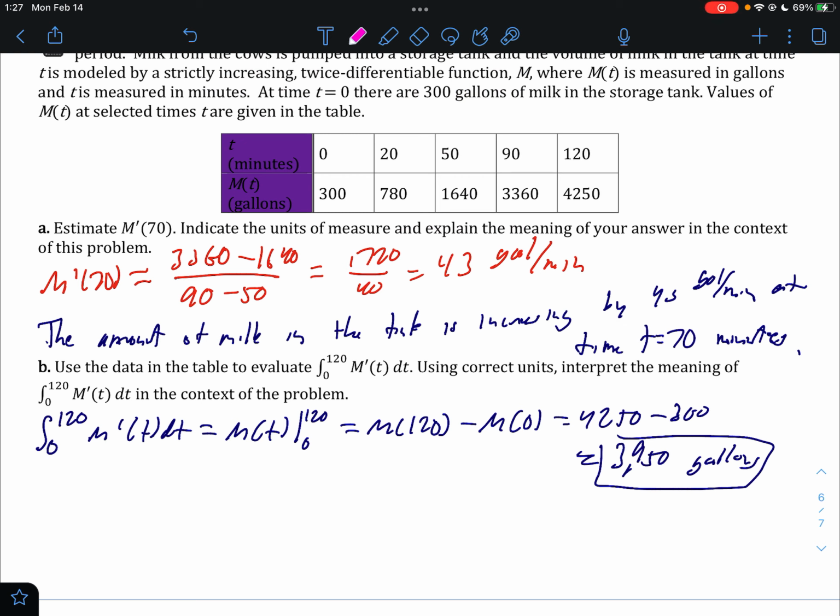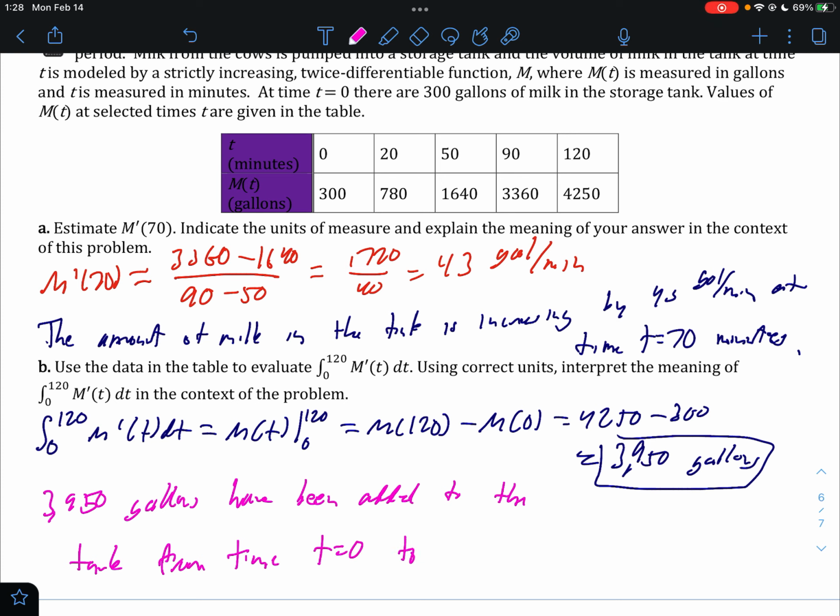So that's correct units already. Interpret the meaning of that as well. So we can say that 3,950 gallons have been added to the storage tank over the first 120 minutes, or from time t equals 0 to t equals 120 minutes.